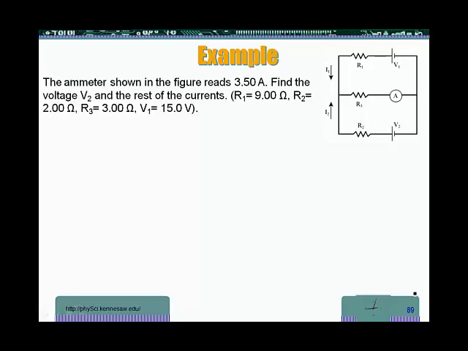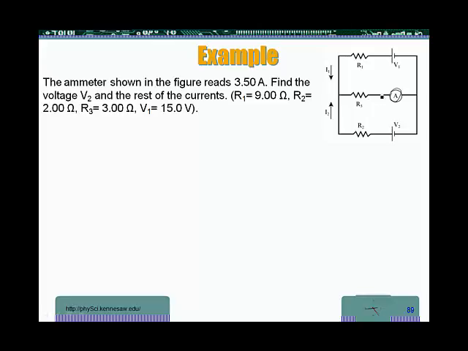Okay, we have an interesting question here. Instead of asking us to find the currents like in the previous questions, they provide us with one current. They tell us the ammeter reading here is 3.5 amps, which means we know the current through that branch. It's 3.5 amps.